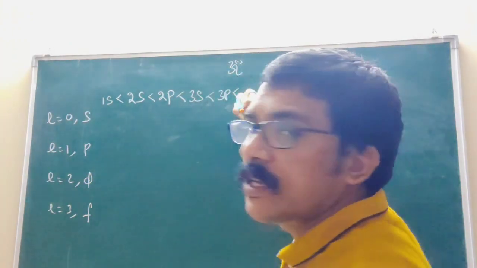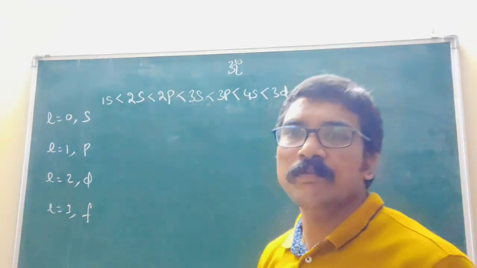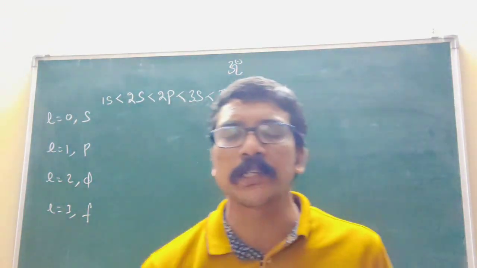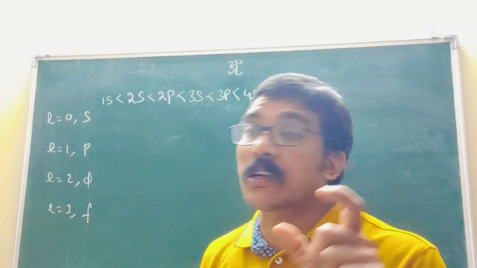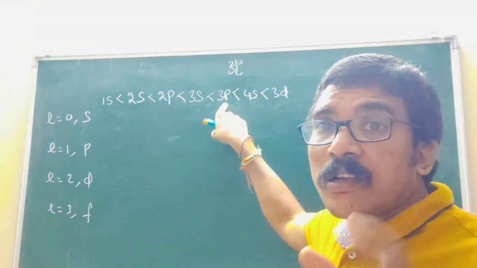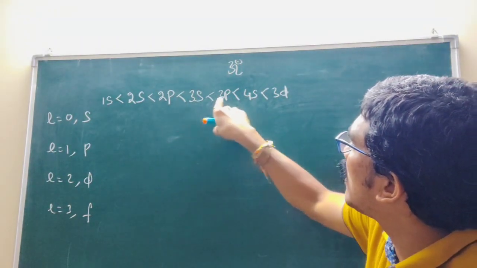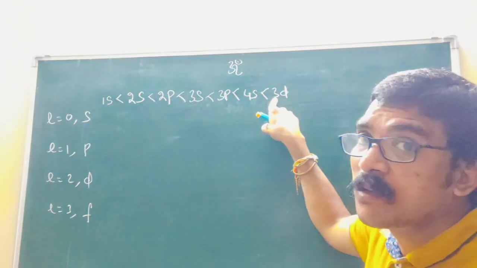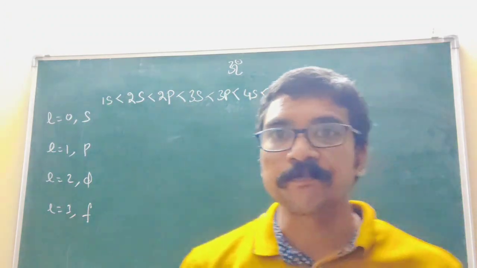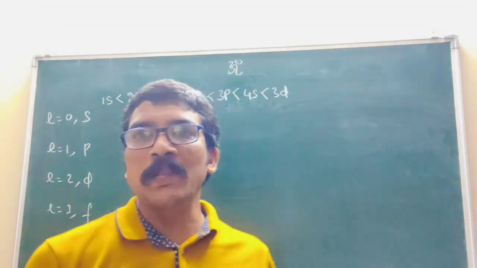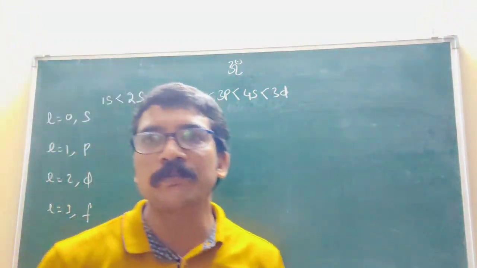After filling of 3p, the electron enters 4s instead of 3d. This is the crucial point. After complete filling of 3p, the electron does not enter the same n value 3 subshell, 3d. First the electron enters the 4s subshell, because the n plus l value here is 4 plus 0, while for 3d it is 3 plus 2, that is 5.